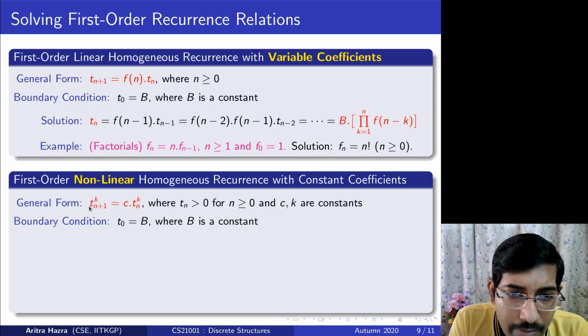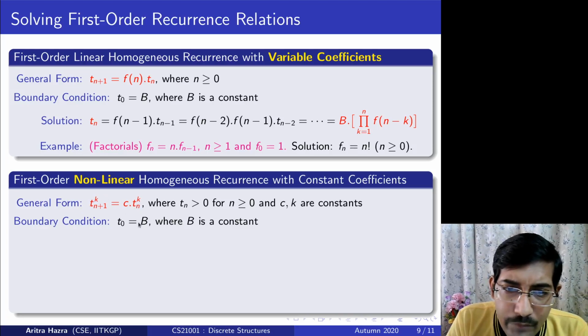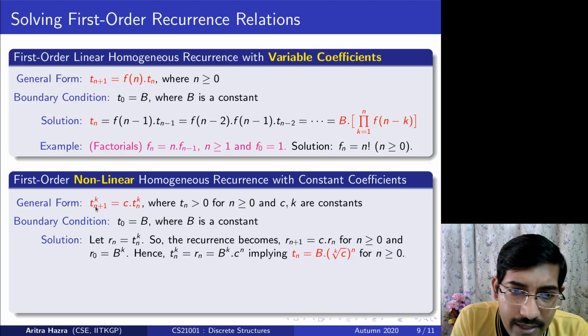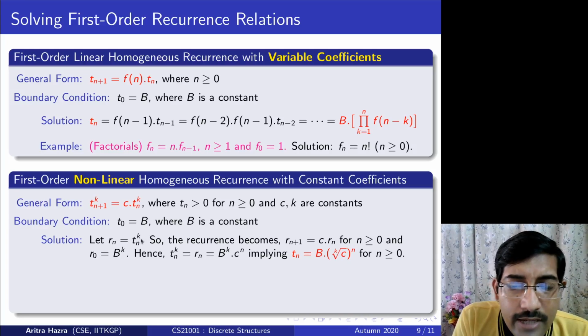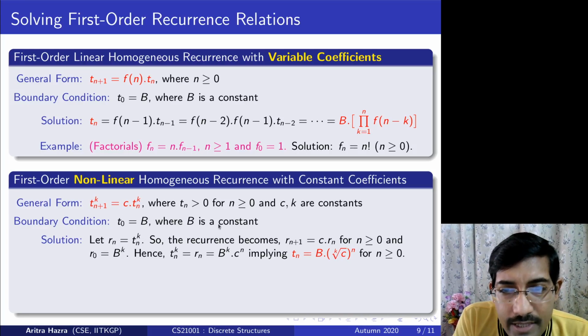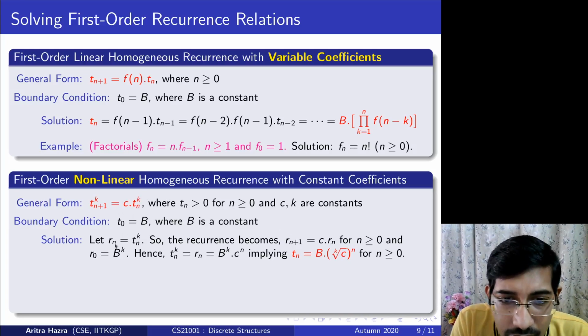To eliminate non-linearity, one of the approaches is that we just take this function as Rn, a different function. So Rn equal to Tn to the power k. So the recurrence now becomes Rn plus 1 equal to c into Rn, because this function is straightforward now. However, since Rn equal to Tn to the power k, your base condition becomes R0 equal to T0 to the power k, which is b to the power k.